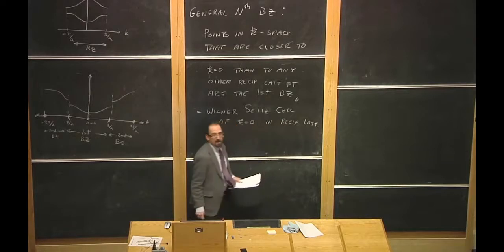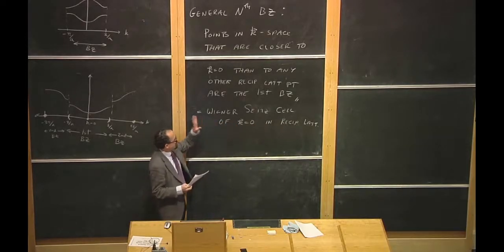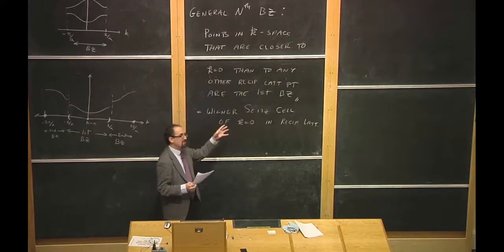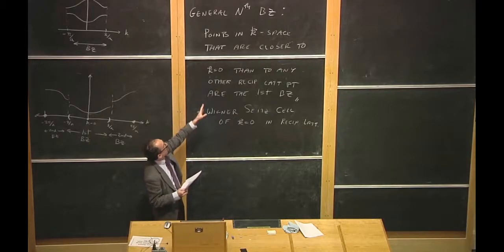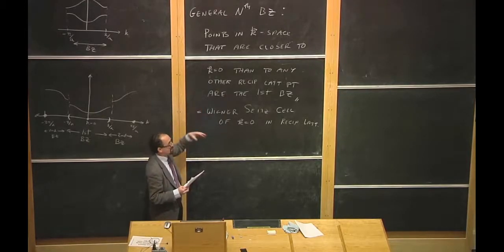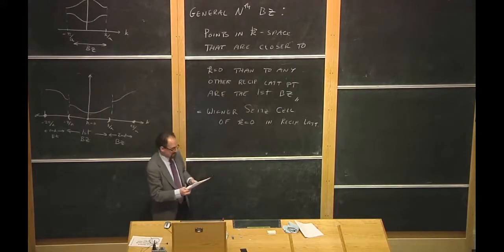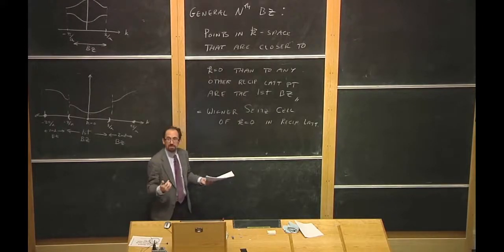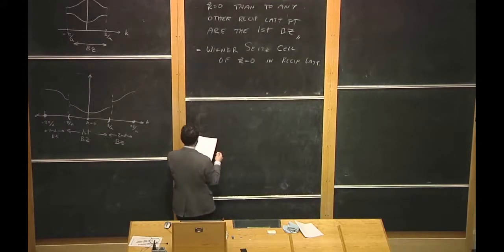Does that sound familiar, I hope? All points that are closer to a given lattice point than to any other lattice point constitute its Wigner-Seitz cell. So all points that are closer to K equals 0 than to any other reciprocal lattice point constitute the Wigner-Seitz cell of the K equals 0 point in reciprocal space. Good? Yes? Okay, good. So how about the second Brillouin zone?